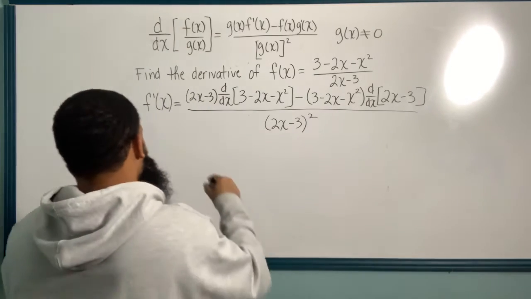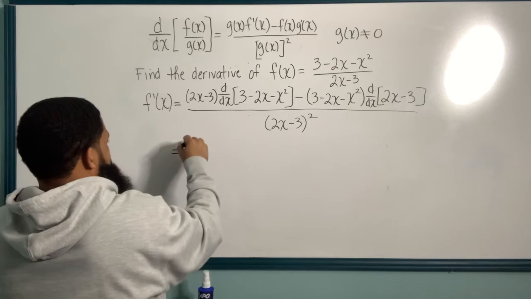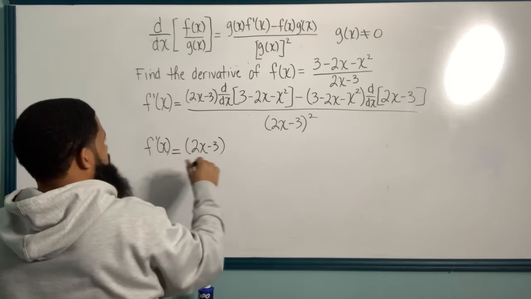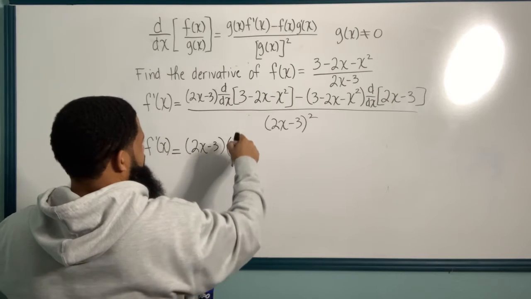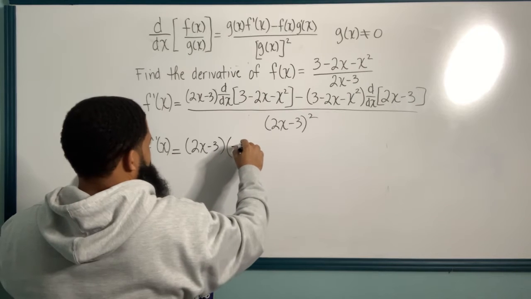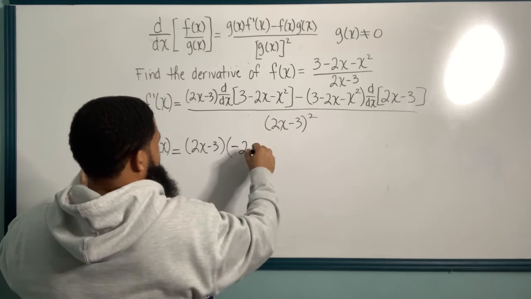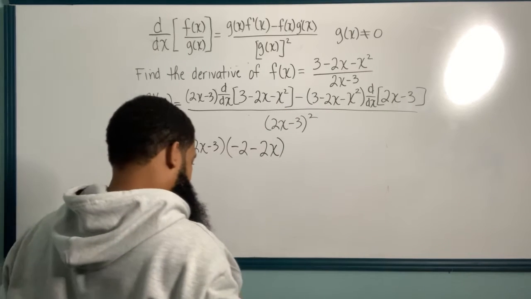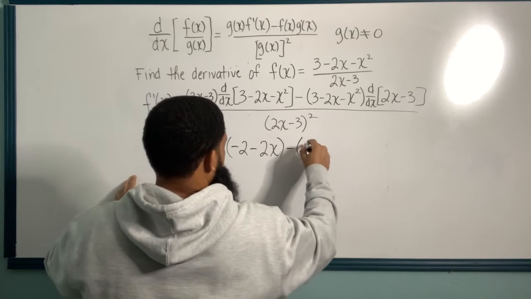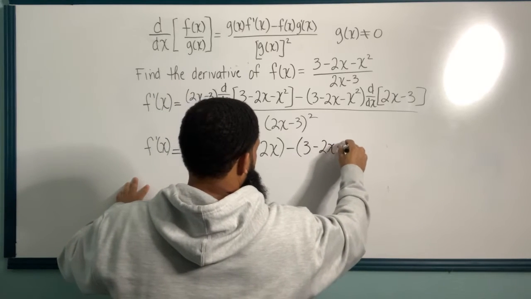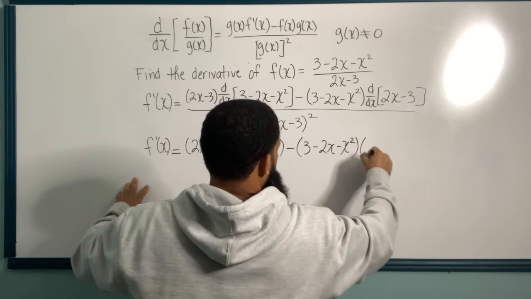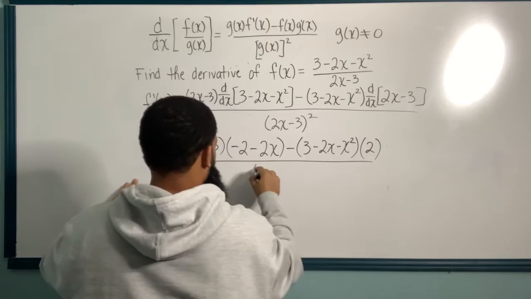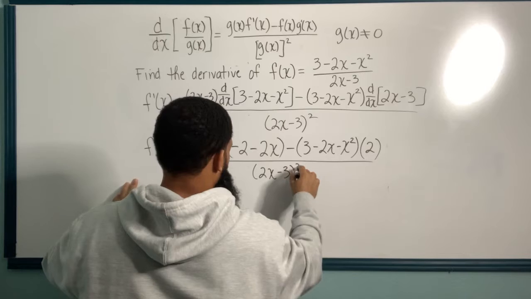All right. So, keep the 2x minus 3. The derivative of 3 is 0 because it's a constant. The derivative of negative 2x is just negative 2. And the derivative of x squared is 2x. All right, and minus 3 minus 2x minus x squared. The derivative of 2x is just 2. The derivative of 3 is 0 because it's a constant. Still keep our 2x minus 3 squared in our denominator.